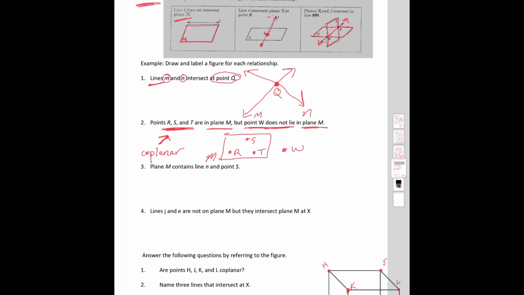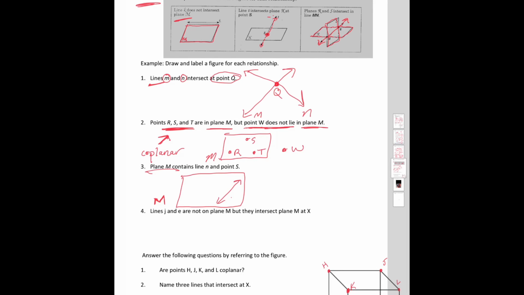Number 3 says that plane M contains line N and point S. So pretty straightforward here. We have a plane M. Let's start out by drawing that. Plane M. And then it says it contains line N. So let's just draw some line in here. This line is right on the plane. It lies right on top of it and it goes flat.